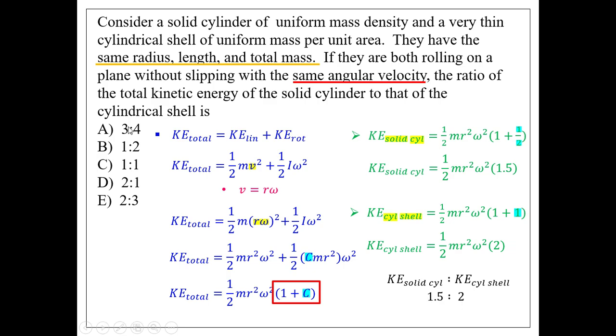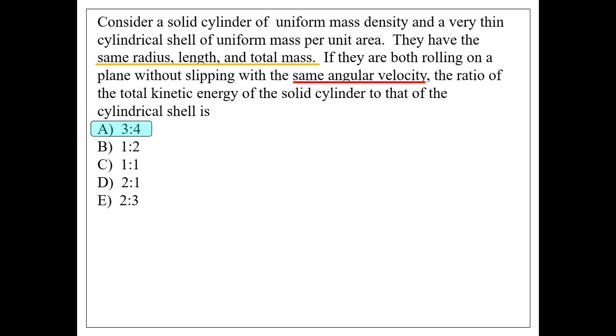Well, you notice here, all the answers don't have a 1.5 to 2, but all you have to do is be a little clever, and that is multiply both sides by 2. 1.5 times 2 is 3, and then 2 times 2 is 4. So the ratio is 3 to 4, and that matches answer A. There's a different way to do this if you like, and that is this, okay?